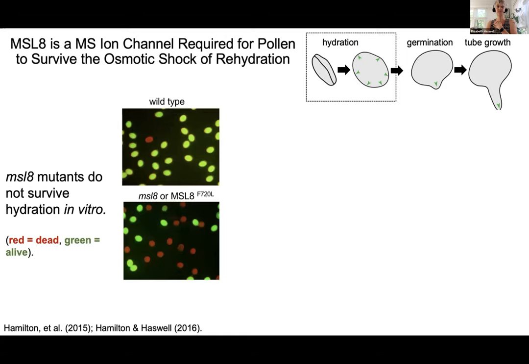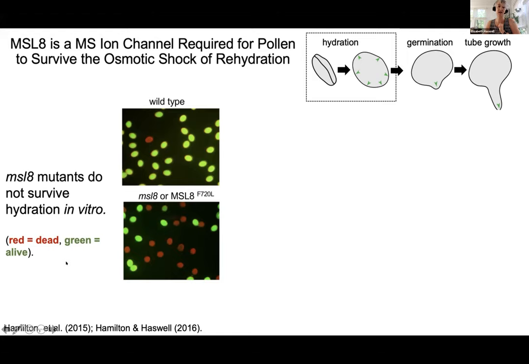So one thing that we discovered is that if you knock out this mechanosensitive ion channel, MSL8, in pollen grains, or if you just introduce one of these pore blocking mutations, those pollen grains can no longer survive hydration in water. This experiment is very simple. You take pollen grains off of the plant that are fully desiccated, and you put them in water. And then you look at them on the microscope to see whether they're dead or alive.